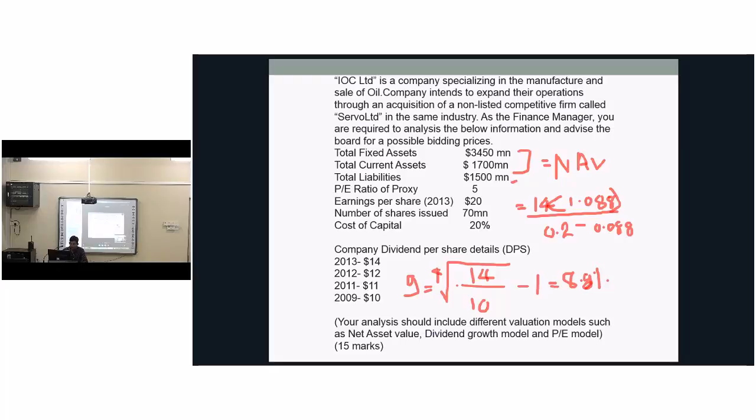136 is for one share. When you multiply by 70 million shares, you arrive at the value of the firm as 9520 million. So based on the dividend growth model, you can arrive at 9520 million. The net asset value is much less than that, but that's okay. So based on that.